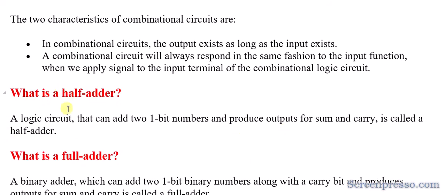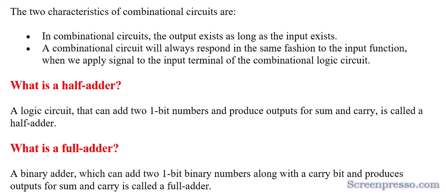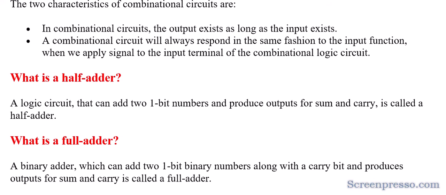What is this half adder? A logic circuit. Everything here, half adder, full adder, flip flop, is a logic circuit. A logic circuit that can add one bit numbers and produce output for sum and carry is called a half adder. Means it can add two one bit numbers and produce outputs as sum and carry, because carry is required, right? If the number exceeds the limitation, then definitely carry is required. So we will expect output in terms of sum and carry.